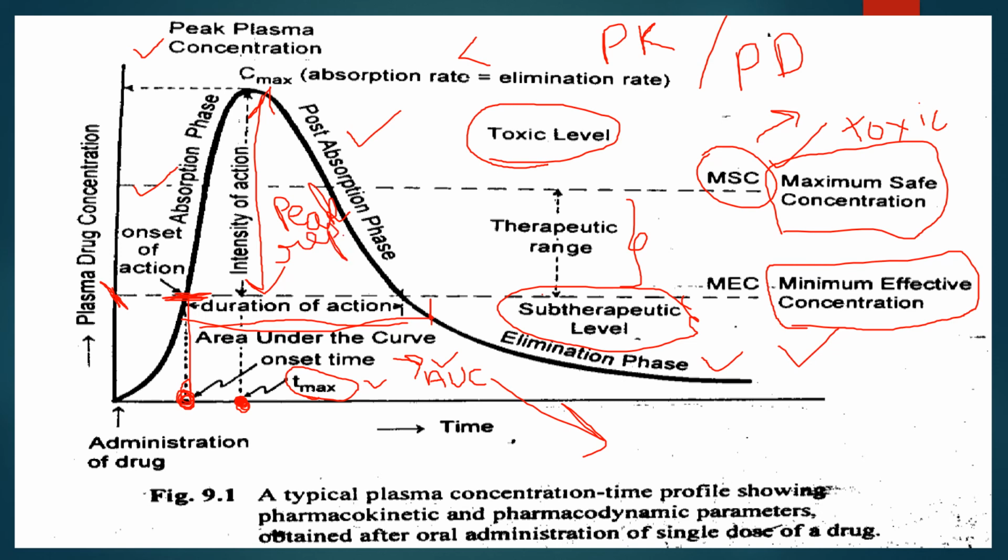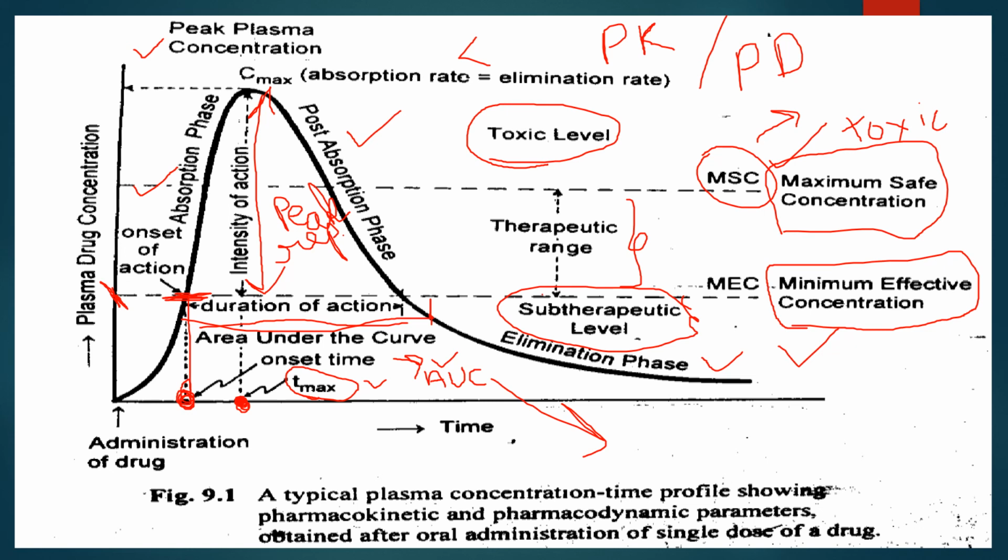Okay. Next one, last one, is therapeutic range and therapeutic index. This is the therapeutic range. The level of drug concentration between the MEC and MSC is called the therapeutic range or therapeutic window. For example, many drugs have a small, narrow therapeutic window, or many drugs have a broad therapeutic window. According to the therapeutic window, the drug will be eliminated from the body. So this is the therapeutic range or therapeutic window.